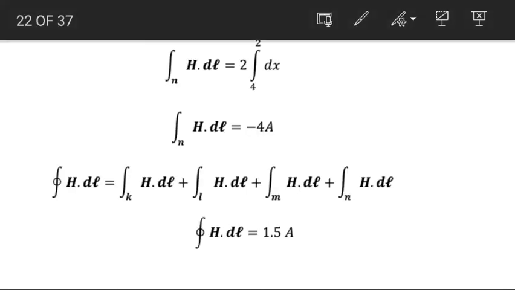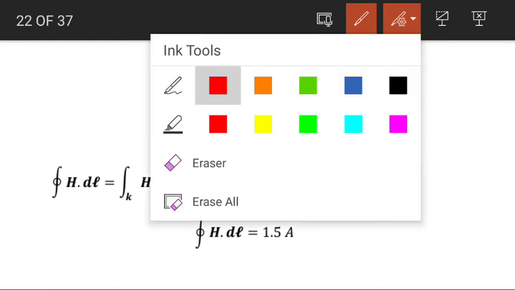So we integrate h dot dl along this path. So we integrate 2dx, and x is changing from 2 to 4. And we know that the integration of dx is x. So if we put the limits on the right hand side, the integration of h dot dl along this path n results in minus 4 ampere.